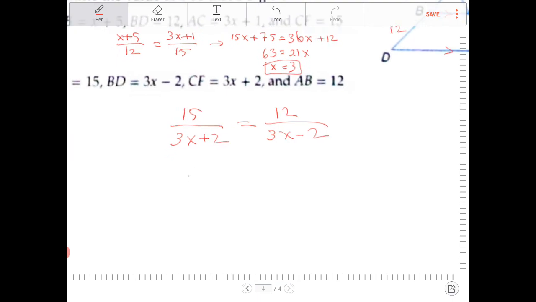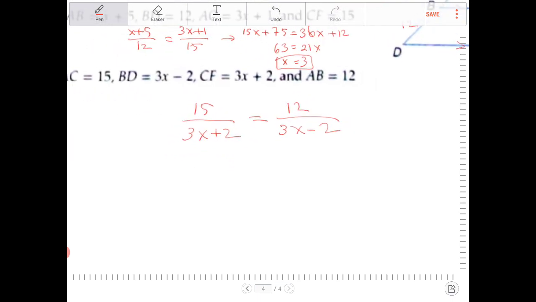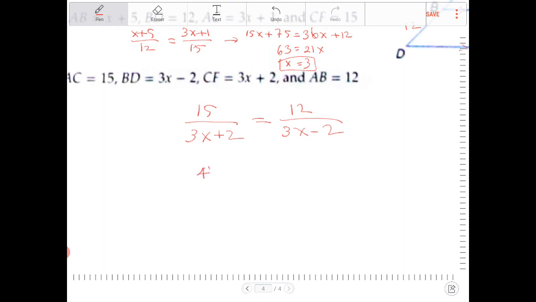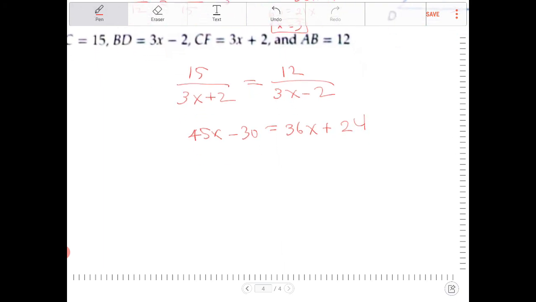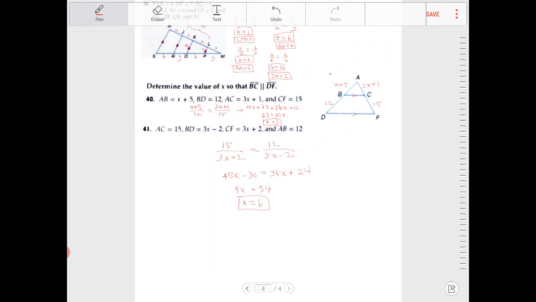So I'm going to cross multiply, I end up with 45x minus 30 is equal to 36x plus 30 plus 24. Subtract both sides by 36, I get 9x. Add 30 to both sides, I get 54. Divide by 9, x is equal to 6. That's it.